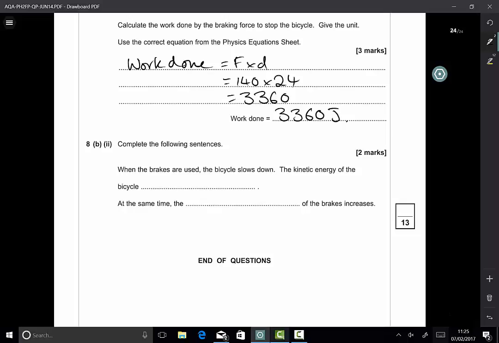When the brakes are used, the bicycle slows down. The kinetic energy of the bicycle, if it's slowing down, it decreases. At the same time, the something of the brakes increases. So that kinetic energy is being turned into heat. So what's happening to the brakes is their temperature is increasing.